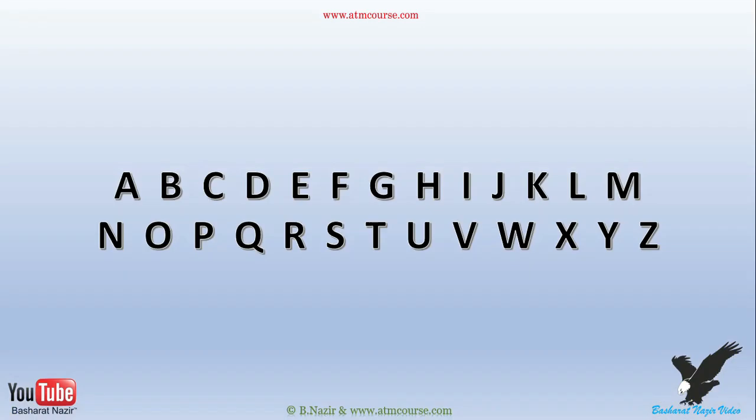In front of you is the English alphabet. We learned how to pronounce the letters in part 1. There are 26 letters in total. They are divided into two groups. First group has 21 letters and are called the consonants, and the other 5 are called the vowels.